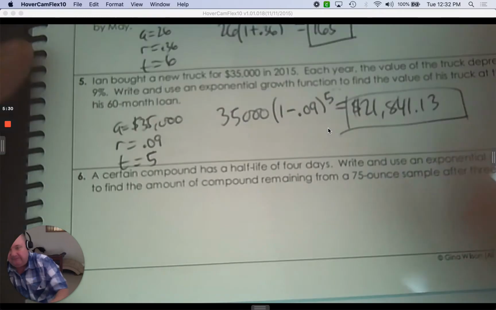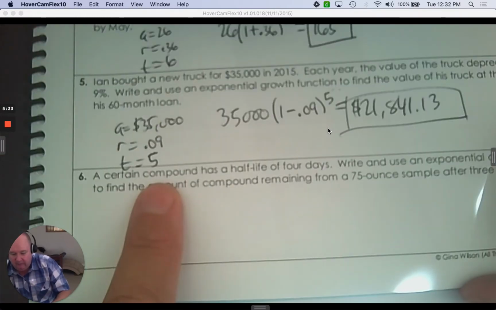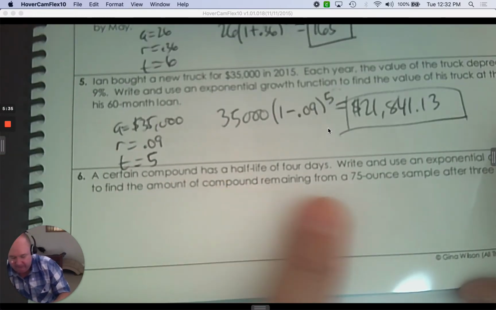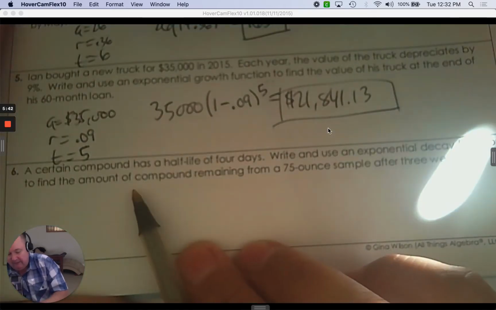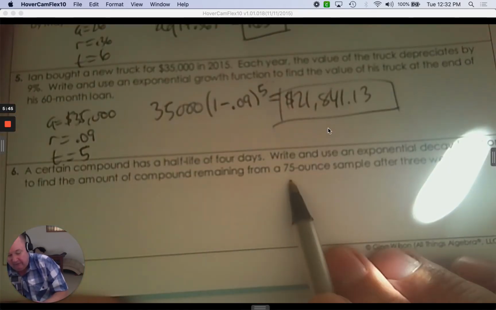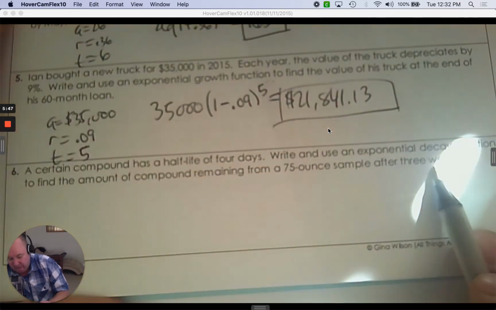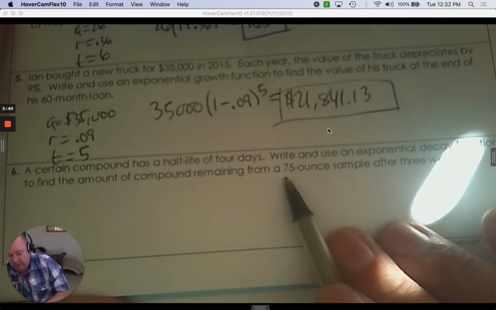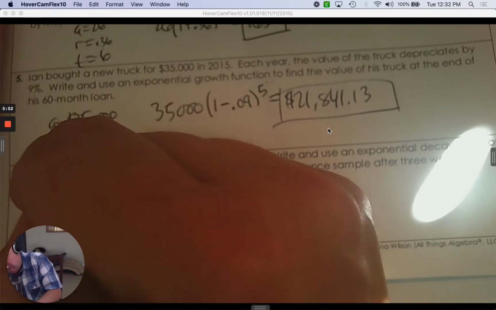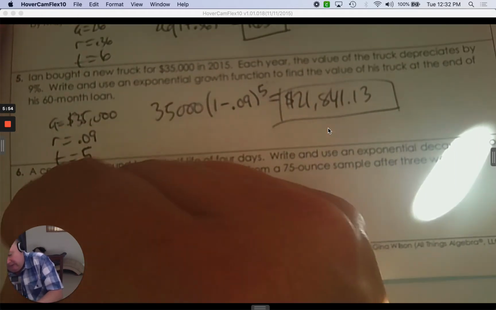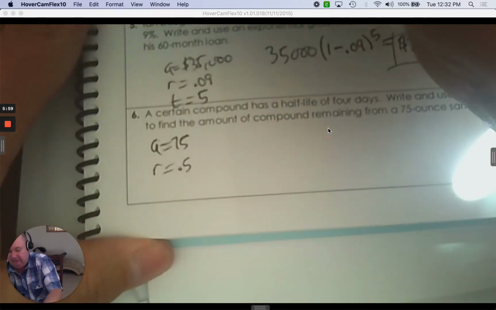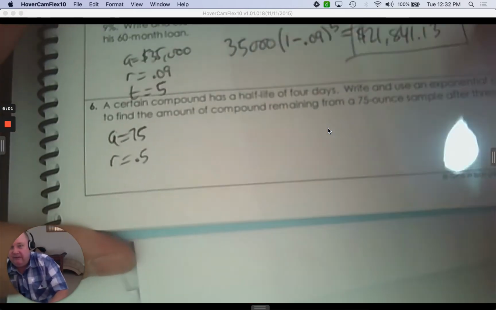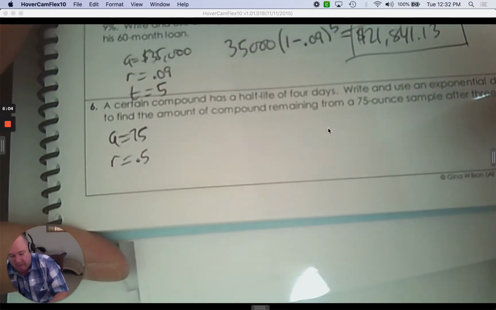Let's read again. A certain compound has a half-life of 4 days. Write and use an exponential decay function, as it's decaying, to find the amount of compound remaining from a 75-ounce sample after 3 weeks. Okay, so 75 ounces is what we're starting with. My rate is half, 0.5. So it's half, but it's half every 4 days, right?